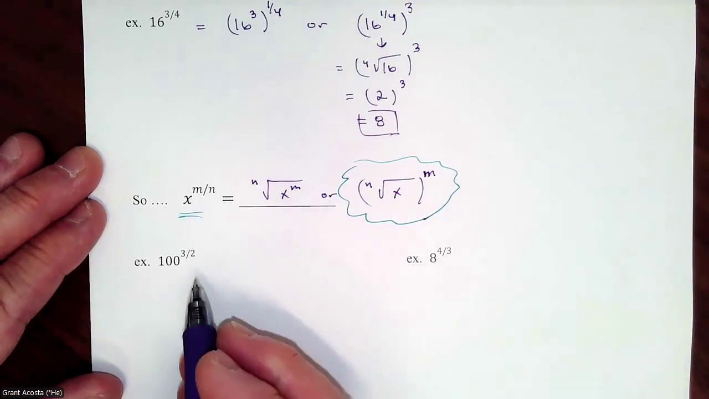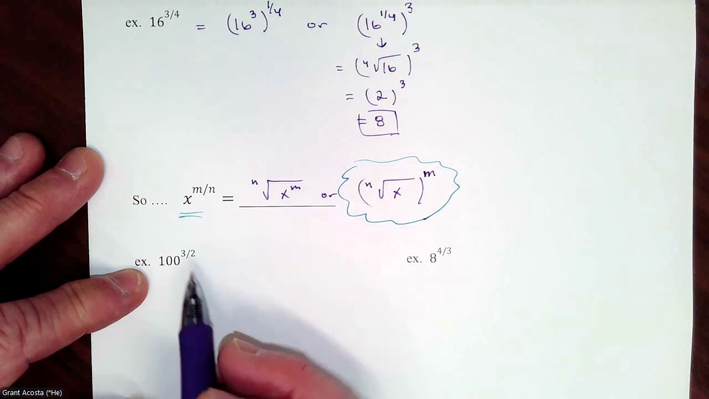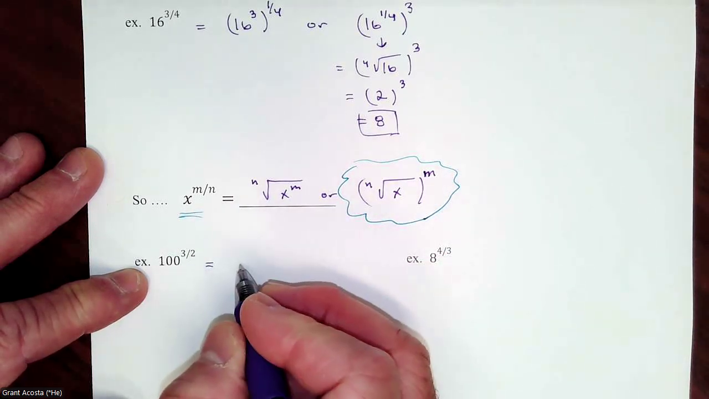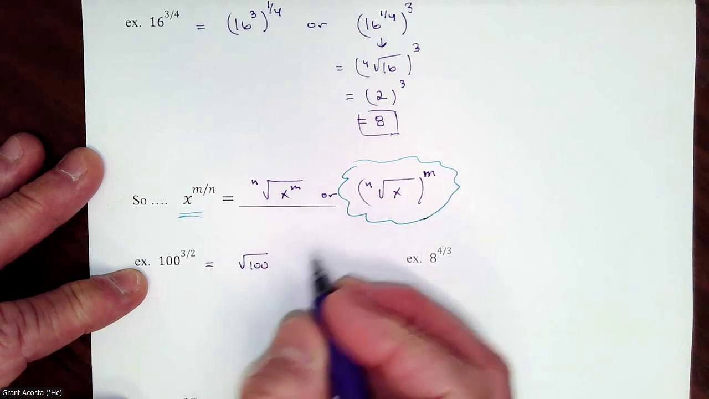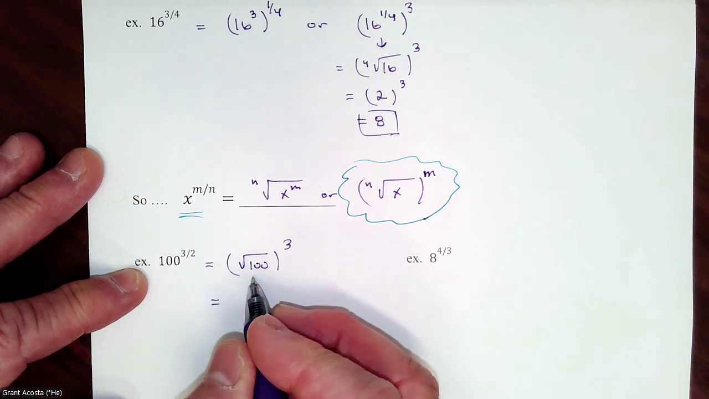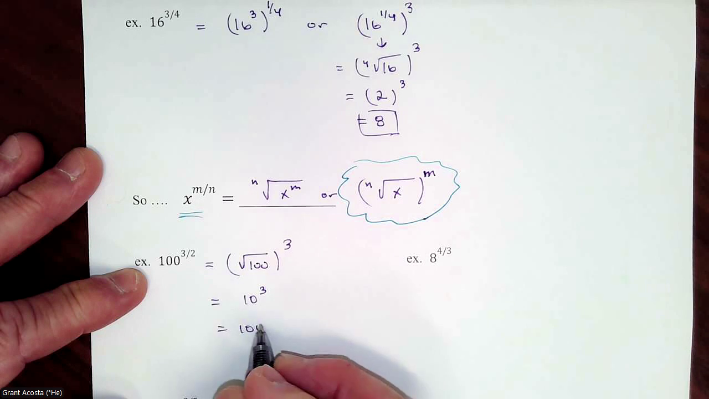So we'll practice this. If I have 100 to the 3/2 using this, that means the denominator tells me I'm going to take the square root of 100, and the m would be 3, and then I'm going to cube my answer. Square root of 100 is 10. So 10 cubed is 1,000.